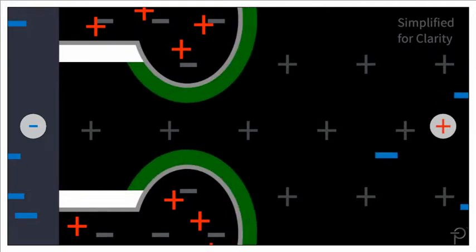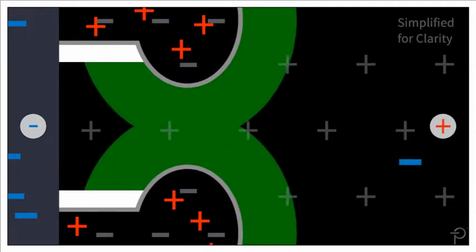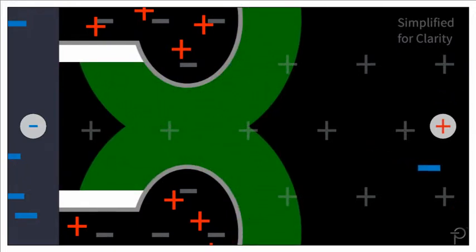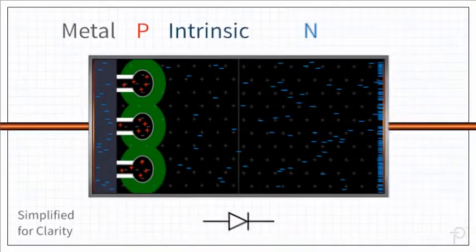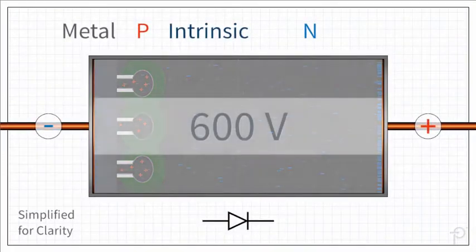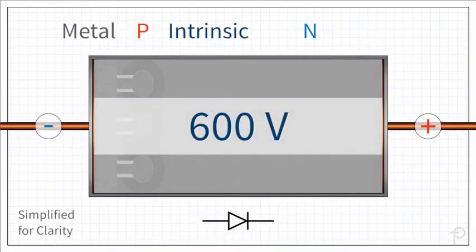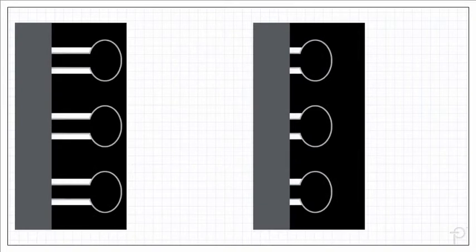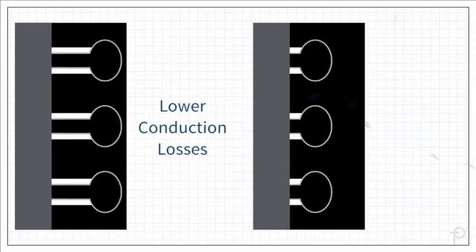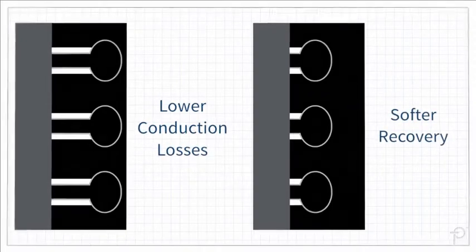Once the recovery is complete, the P-wells create strong, overlapping electric fields that pinch off the Schottky channels, preventing leakage current through the Schottky junctions. This allows Qspeed diodes to withstand a reverse voltage of up to 600 volts, while standard silicon Schottkys usually break down at only 200 volts. Variations in the length of the Schottky channels lead to different P-well conduction voltages, allowing design trade-offs between lower conduction losses and softer, more efficient recoveries.